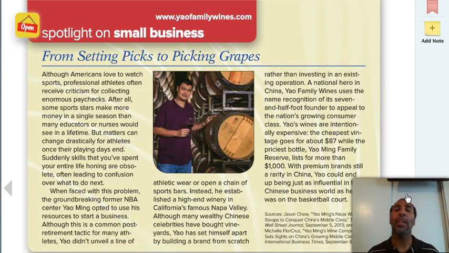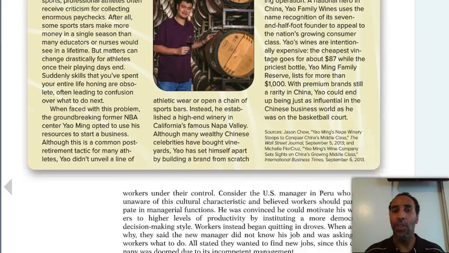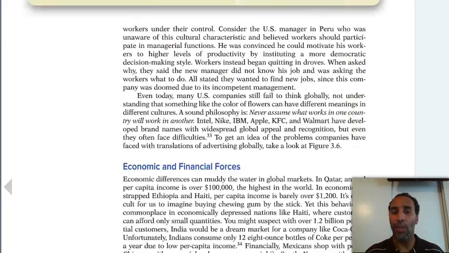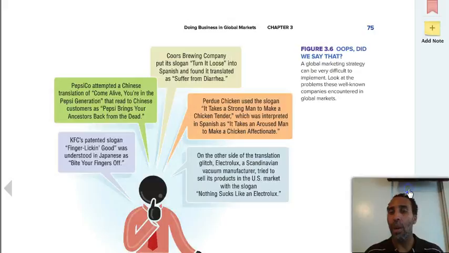From setting picks to picking grapes, right? That's Yao Ming. He's not shooting a basketball anymore, but he is selling wine. So he's got into that, and it's good to see some of these athletes take their money, invest it wisely, not just invest it in a bunch of harebrained schemes, probably brought to them by their friends. So it's good. I want you to read that story for sure. I think it's a good thing.